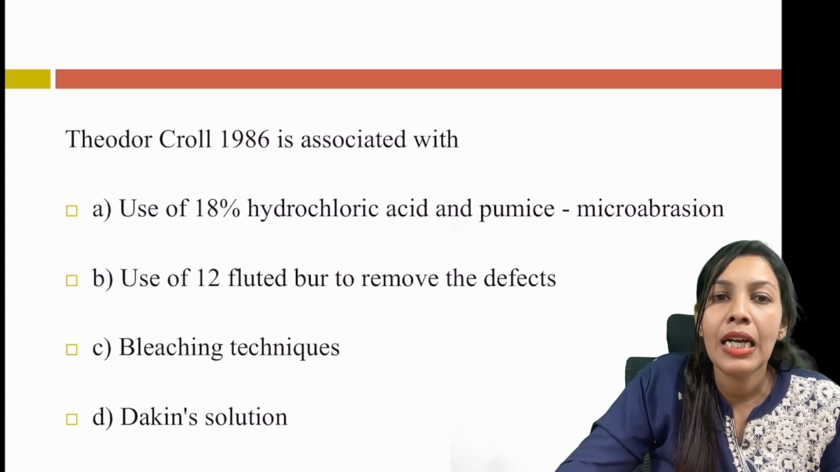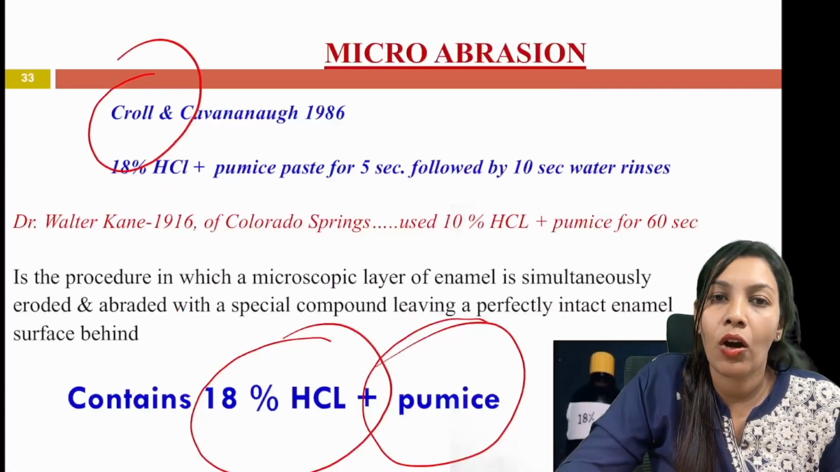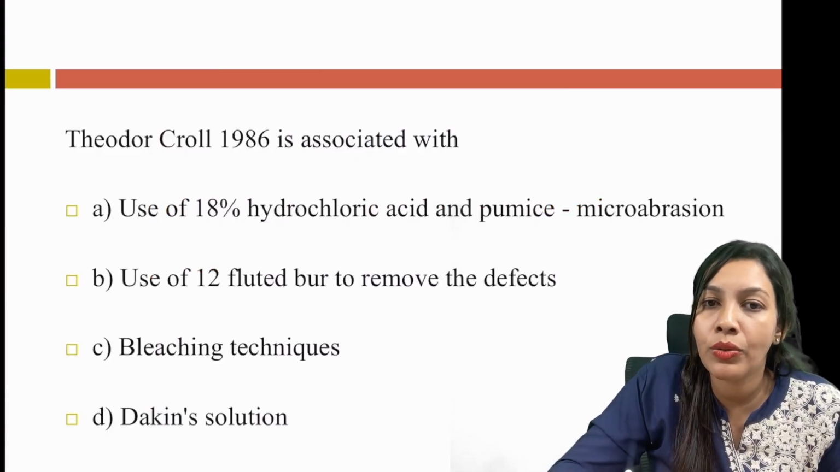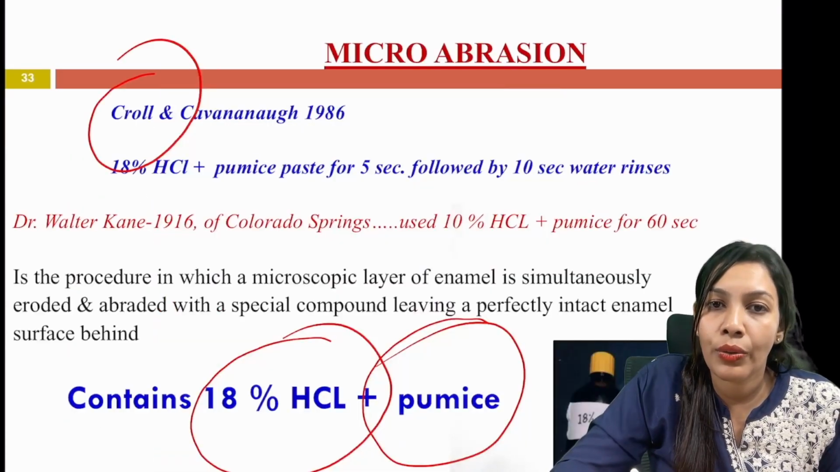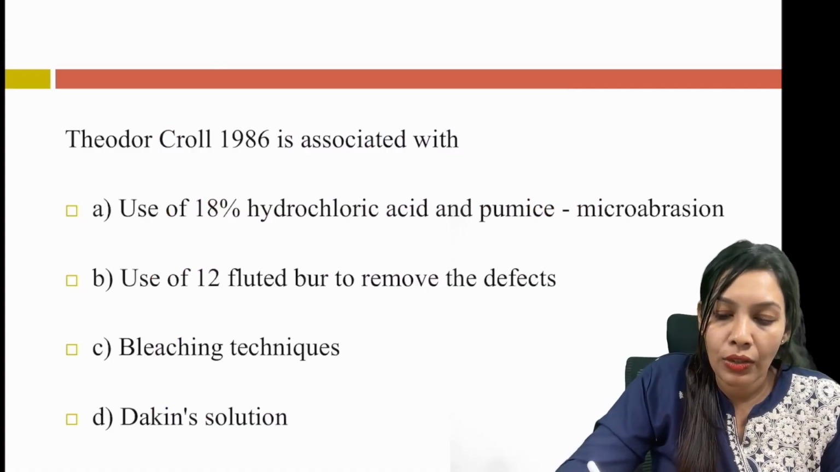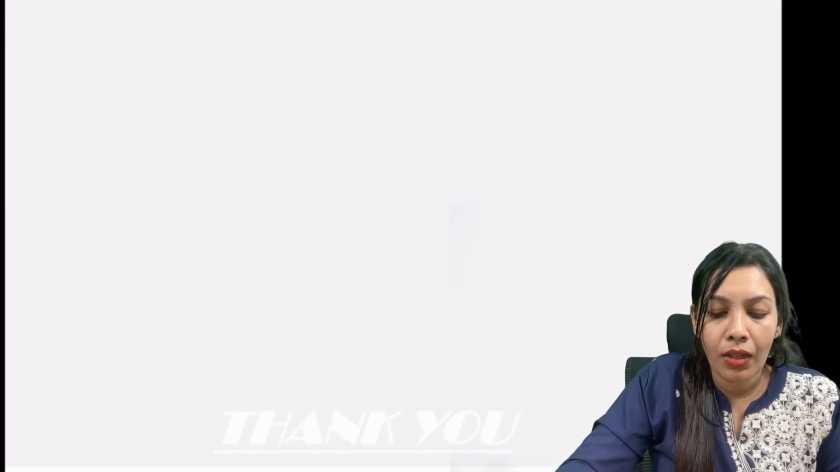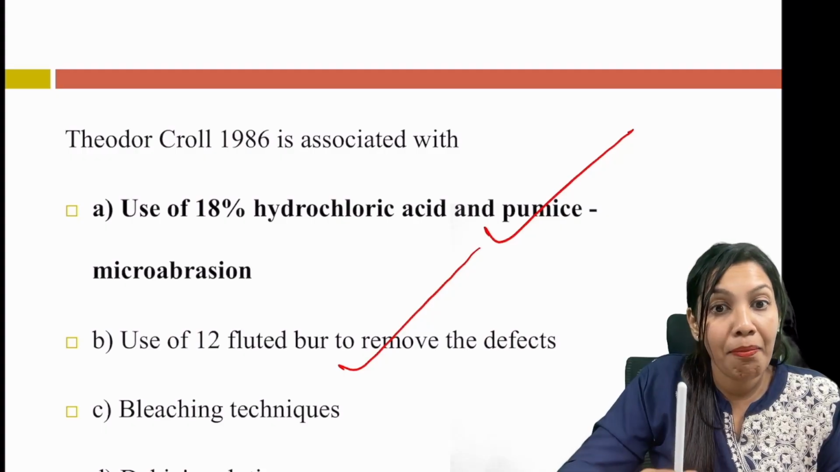So the question: Theodore Kroll in 1986 is associated with, we already know Kroll is microabrasion. So what is microabrasion? It uses 18% hydrochloric acid with pumice. The first option is the answer, microabrasion. A 12 fluted bur is macroabrasion.